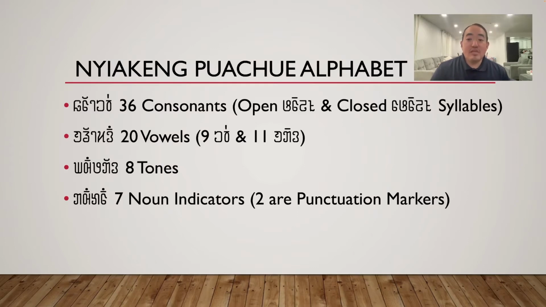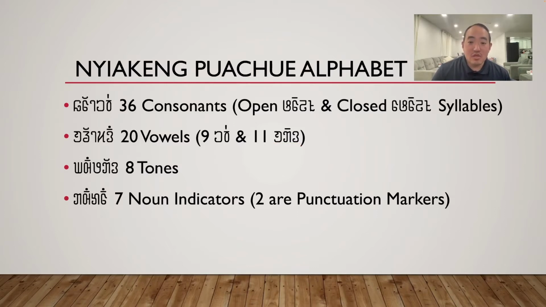So the Nyiakeng Puachue alphabet system. Now the consonants, like I stated before, are called Nyiakeng. Now there's the open and the closed syllable. Open syllable is called Yile. The closed syllable is called Yile. Now the vowels, there are a total of 20 vowels, and they're called Puachue. Of the 20 vowels, 9 Puachue are called the Puachue Keng. And then there are 11 Puachue Pu, and we'll be going over that when we get to the vowels section.